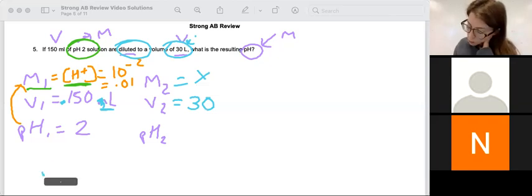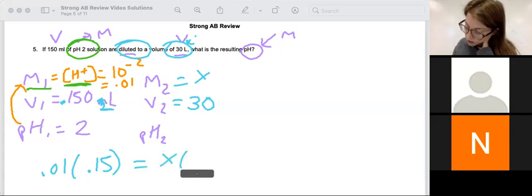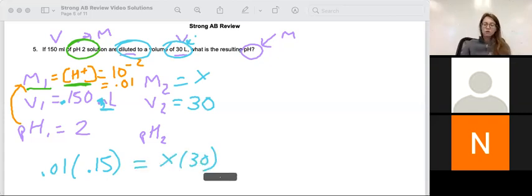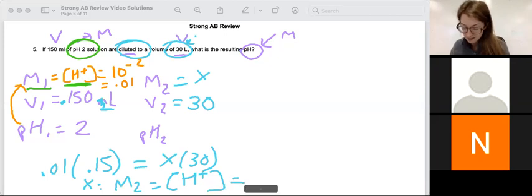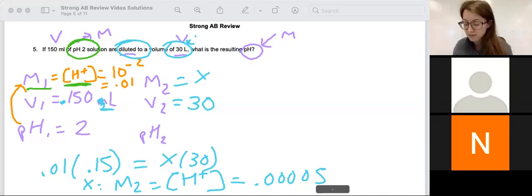So M1V1 equals M2V2. 0.01 times 0.15 divided by 30. My X, which is my M2, which is my H plus, is 0.00004065. Or if your calculator's in scientific notation, 5 times 10 to the negative 5.